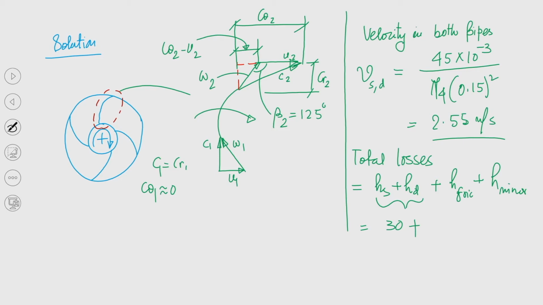We can simply use friction loss, or losses due to friction, Hf equal to L by D, V square by 2G. Mind it, this V: we should consider loss in both the suction and the delivery pipe, but fortunately the velocity of liquid in both the lines is equal. So, this is V.